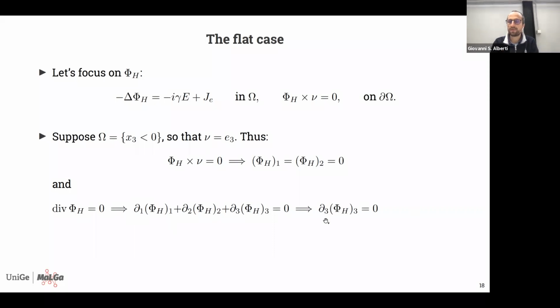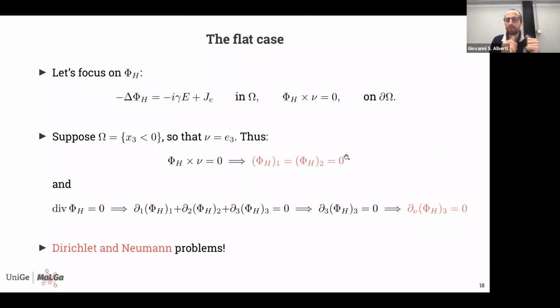But what is this? D3 is nothing but d nu, because the derivative with respect to the third axis is nothing but the normal derivative. And so what I'm left with here is just a Neumann problem for phi h3. So basically this argument is showing to us that even if I do not have full boundary conditions, in practice, the divergence-free condition gives me the additional one that I was missing. And so basically for the first two components, I have a Dirichlet problem. And for the third problem, I have a Neumann problem.